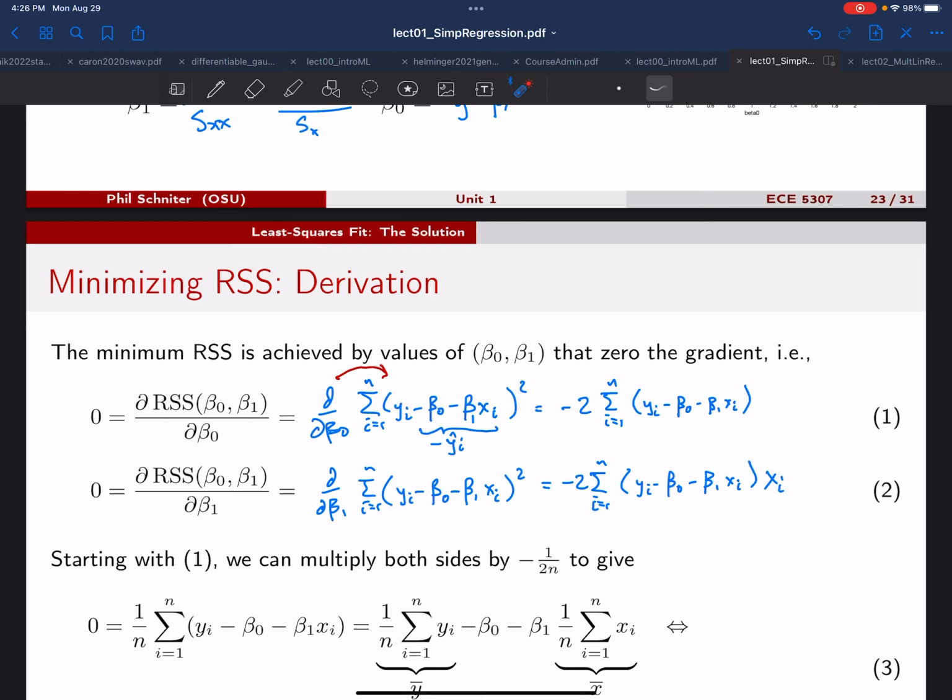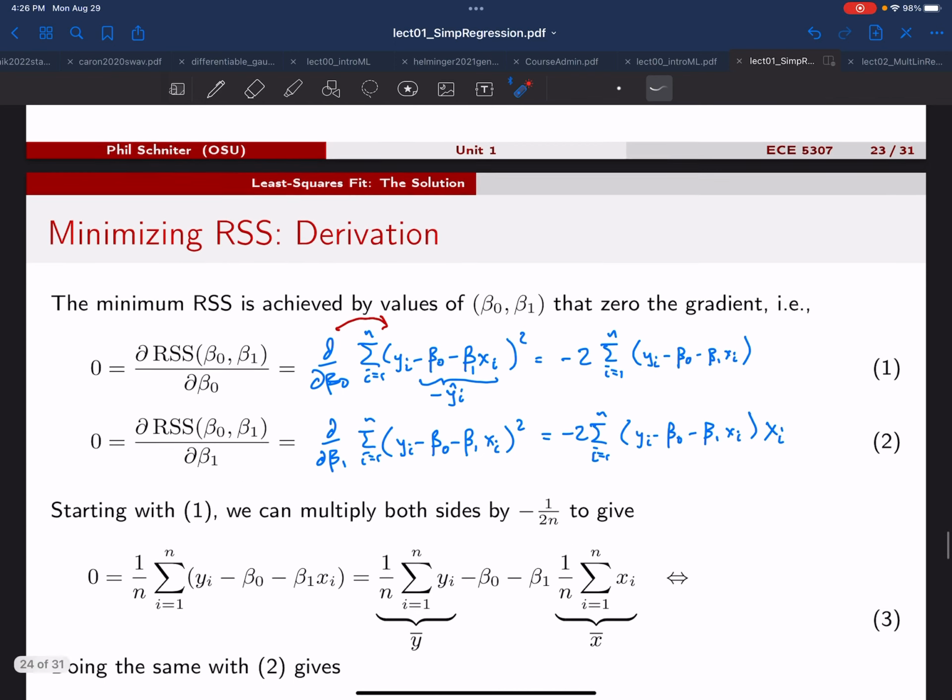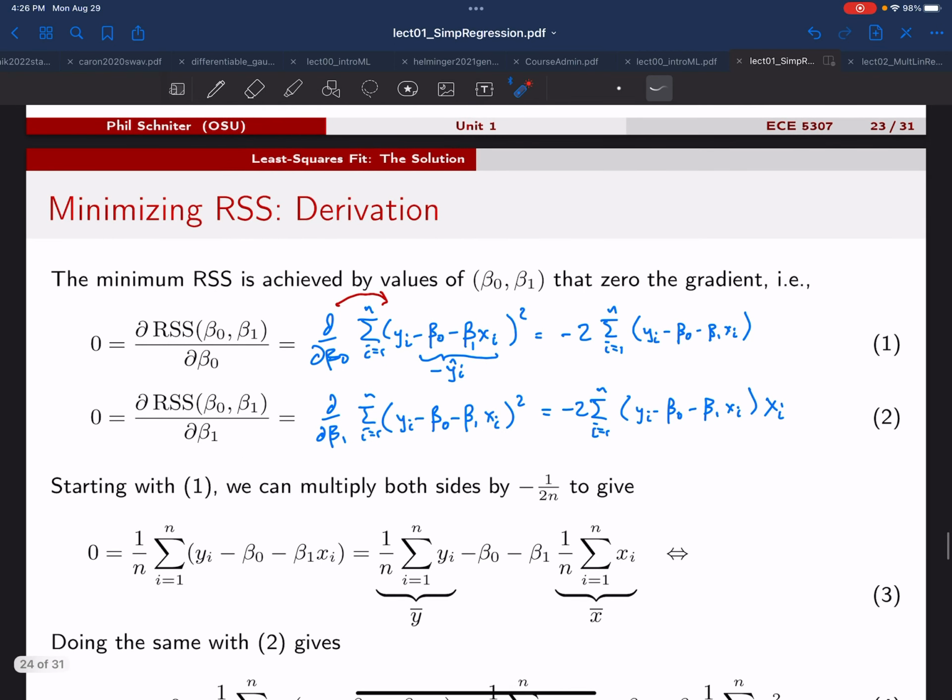Okay, is everybody with me so far on this? Okay, the rest is a little bit of massaging of these quantities to make them recognizable. So in particular, what we're going to do is multiply both sides by minus 1 over 2n. The consequence of that will be to get rid of the minus signs, to get rid of the 2's, and to put in their place a 1 over n, which will make this look like an average and this look like an average. So let's start with the first one.